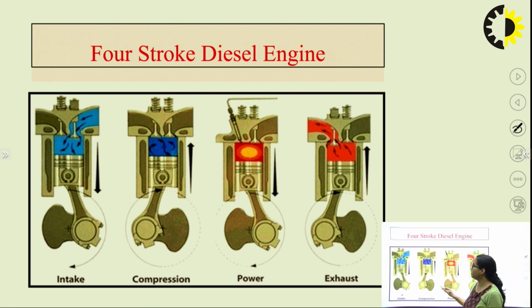Now this is the 4-stroke diesel engine. All the constructional details are the same as the SI engine. There is a certain difference between the working of SI engine and CI engine, in which fuel is supplied near the power stroke in CI engine, while in SI engine it was supplied in the first stroke, that is the intake or suction stroke. So starting with intake, we also call it the suction stroke.